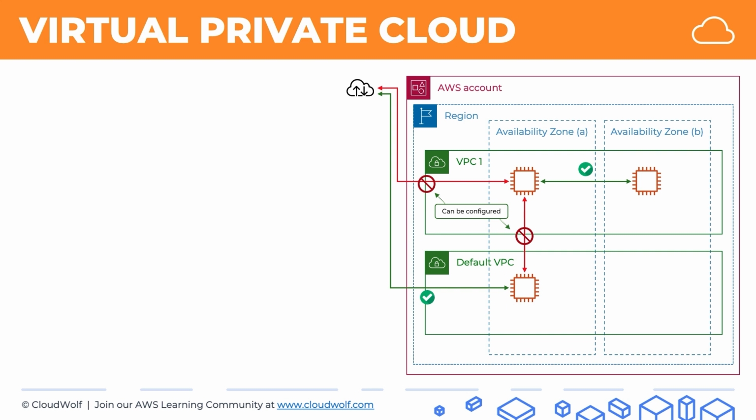And resources such as EC2 instances and load balancers are always launched inside VPCs. But at the same time, there are resources such as S3 that exist outside the VPC, and that is because S3 is an AWS public service.